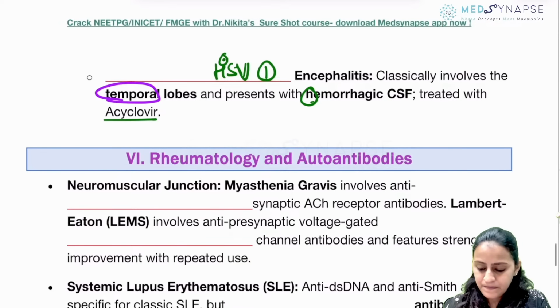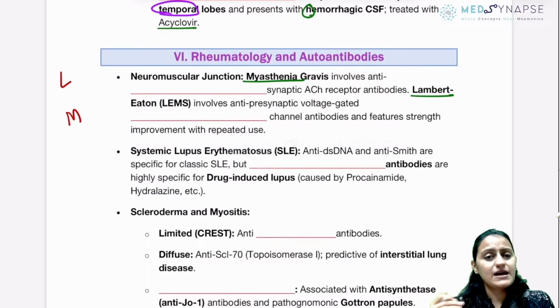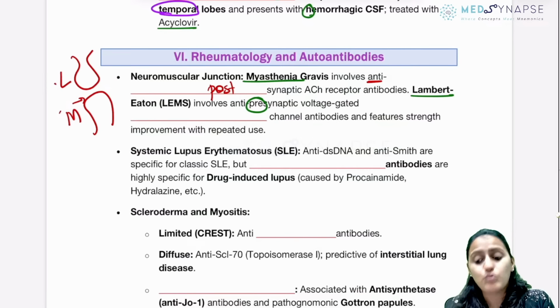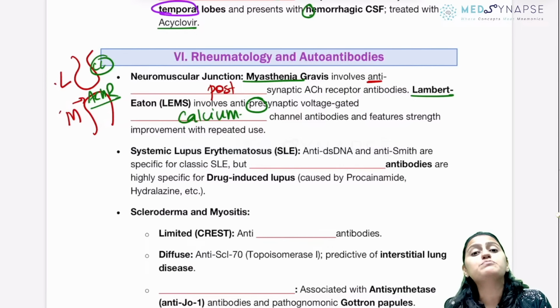Going to myasthenia gravis versus Lambert-Eaton, which is presynaptic and which is postsynaptic affected? Remember the trick is L comes first, M comes later alphabetically. A, B, C, D, F, G, H, I, J, K, L, M. L comes first. So presynaptic is Lambert-Eaton. Postsynaptic is going to be myasthenia gravis. Okay. What channels are affected? Calcium channels. It is affecting the voltage gated calcium channel, and in myasthenia it is the acetylcholine receptor, postsynaptic.